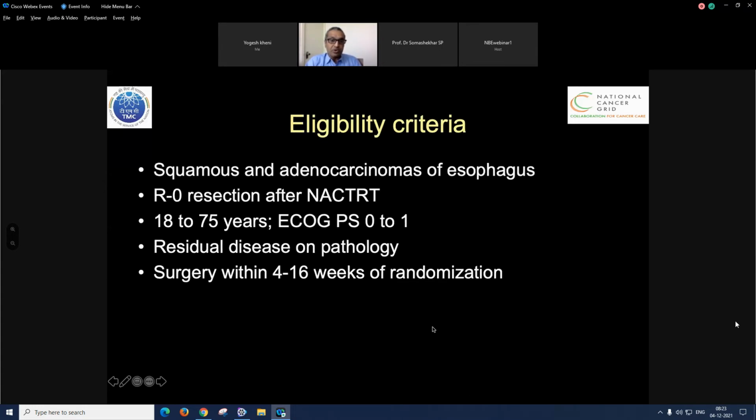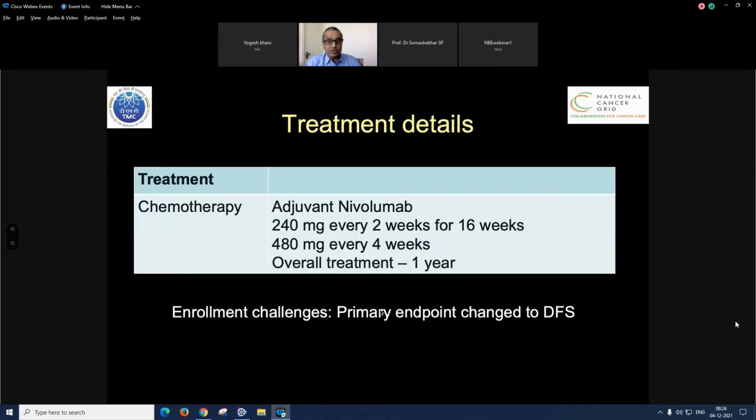The eligibility criteria were squamous or adenocarcinomas, R0 resection after neoadjuvant chemoradiation, 18 to 75 years, ECOG good, 0 to 1, and not including 2 as was in the CROSS trial. There had to be residual disease on the pathological report, and surgery had to be performed within 4 to 16 weeks prior to the randomization. The treatment was adjuvant nivolumab, started at 240 milligram every 2 weeks for 16 weeks, followed by 480 milligram every 4 weeks. And the overall treatment had to be 1 year or less.